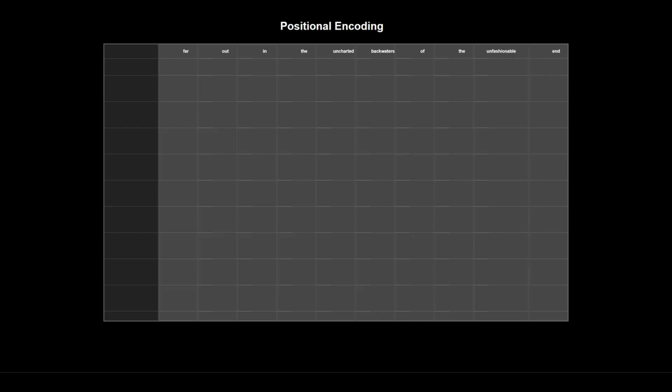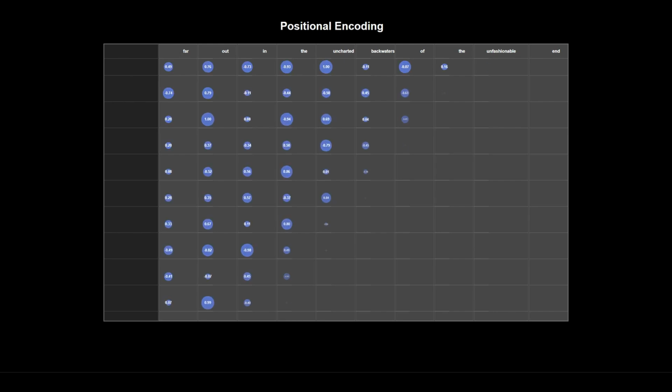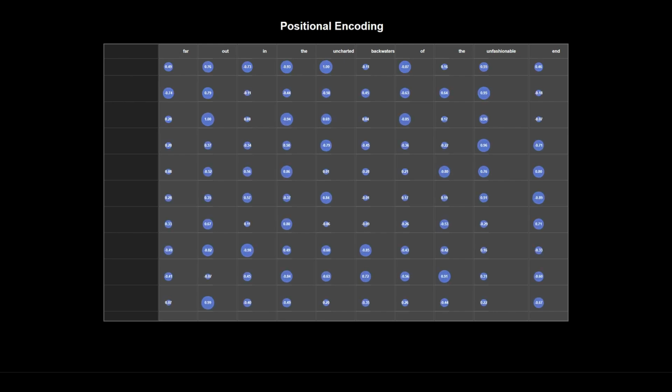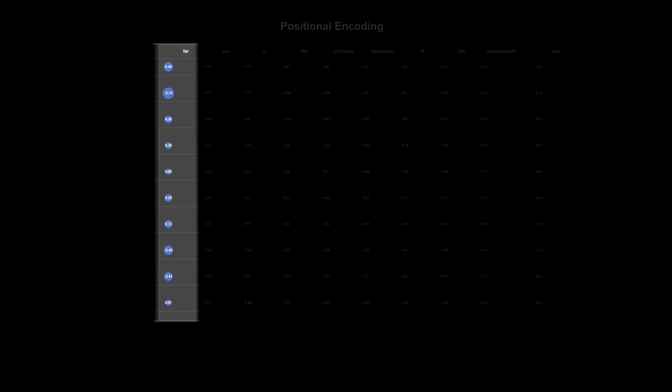When a sequence of words is fed into a transformer, the first thing it does, after converting each word into its embedding vector, is give the model a way to know where each word is in the sentence. An embedding is simply a list of numbers that represent a word's meaning in mathematical form. For example, the word far might be represented by a vector like 0.49, negative 0.74, 0.28, etc. Each number captures a small piece of meaning, maybe tone, context, or relationship to other words.